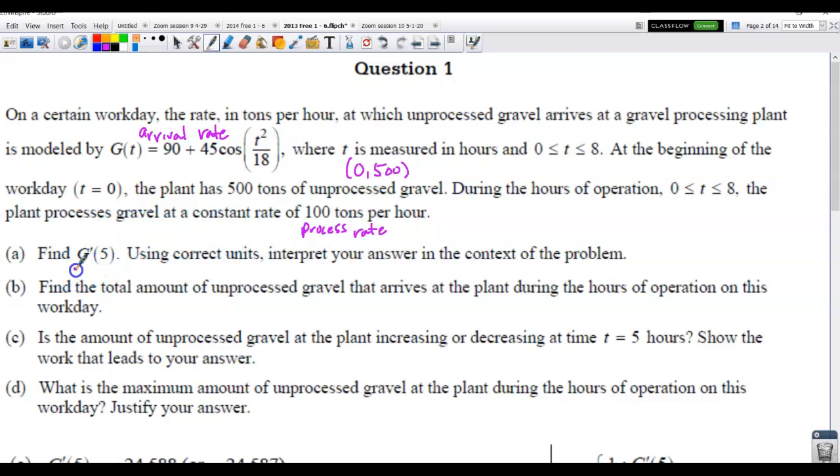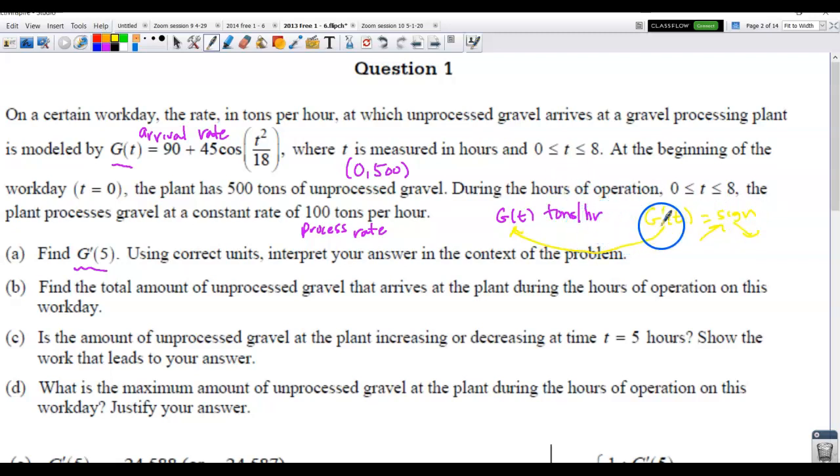In letter A, we're finding G prime of 5. So we're finding the rate of a rate. Now remember, G of t is already a rate, and G of t is measured in tons per hour. So when we go to G prime of t, remember a derivative modifies its preceding function. So G prime of t is going to tell us whether G of t is increasing or whether G of t is decreasing based on the sign of G prime of t.